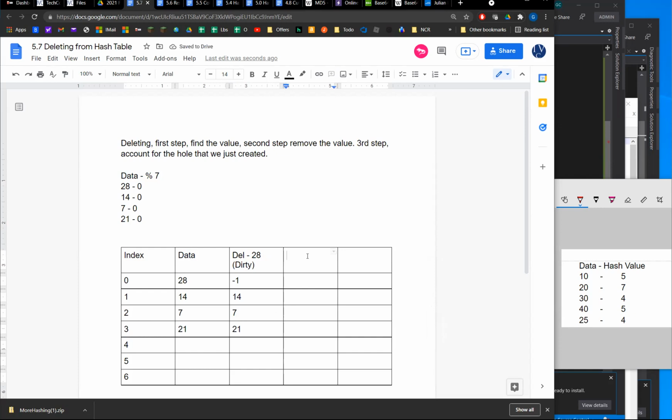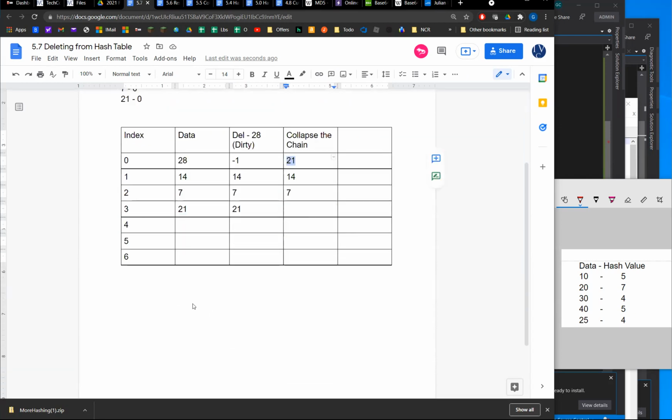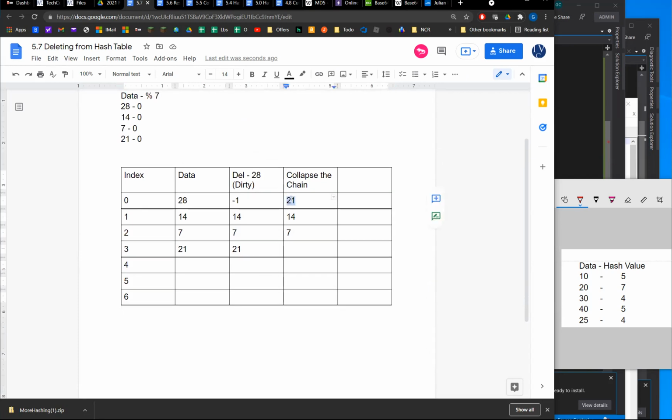Alternatively, instead of marking it dirty, we're going to go ahead and collapse the chain. So 21, 7, and 14 are all in the same collision chain. They all go to the same location in the table. So what we can do is take the last value from that chain and replace 28 with that value. So then we look up 21. It's immediately where we want it to be. 14, we had to probe. 7, we had to probe. 35, we would come here and find an empty spot and we would stop looking.